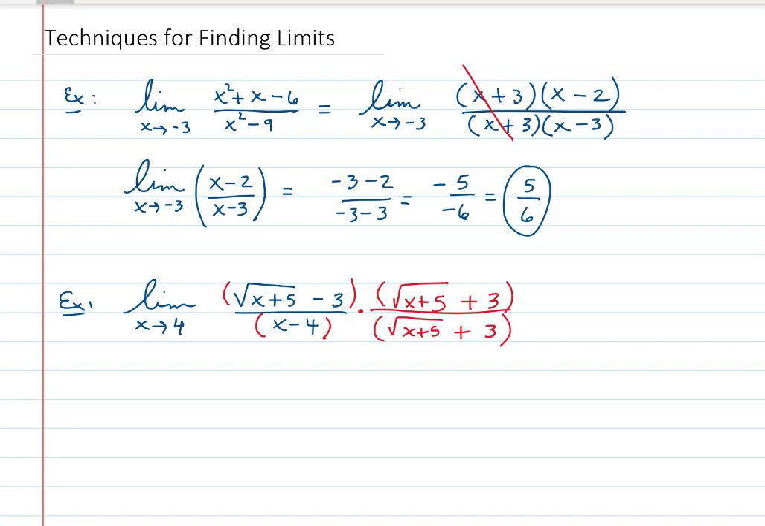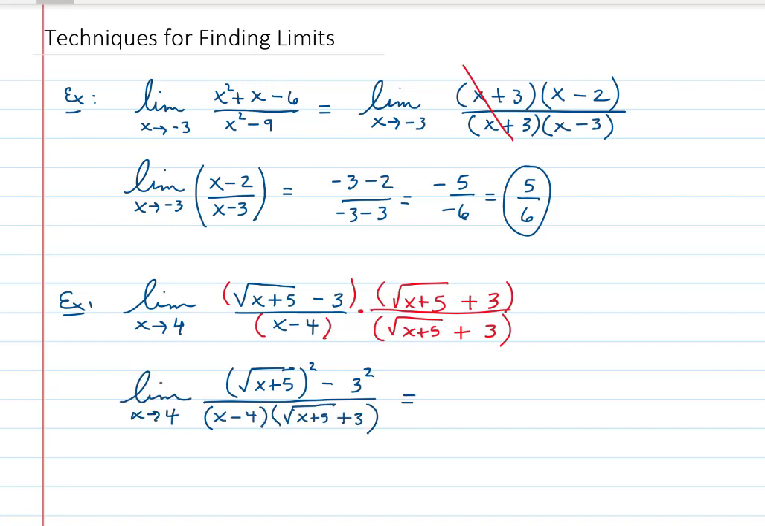So when you go through that multiplication, we distribute those two binomials. You're going to get a difference of squares, so you'll get the square root of x plus 5 squared minus 3 squared. On the bottom, I could distribute, but I'm going to leave it as a product. Remember, you're still taking the limit as x goes to 4. Keep writing the limit, don't drop it. We haven't done the limit yet. The square takes care of the square root, and we end up with x plus 5 minus 9, and then we still have the whole thing on the bottom, so we write it again.